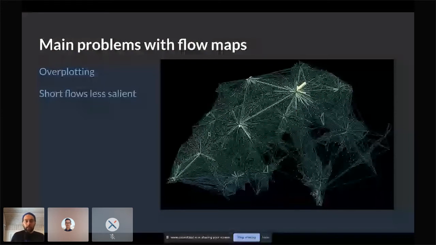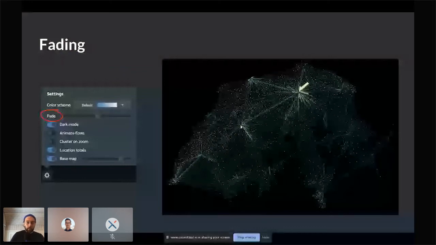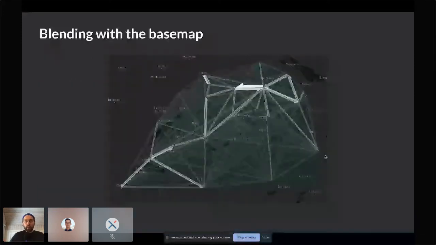So for fading, I decided to add a slider in the UI. And the users can adjust the level. Because depending on the dataset or what part of the dataset you're looking at, you want to have more or less fading. You see only the largest flows or all of them. Also, it's important that the base map is visible at all times, even if you have many crossing lines drawn over it. So I use a blending technique so that the colors of the base map are blended together with the colors of the arrow, so the map is still readable.